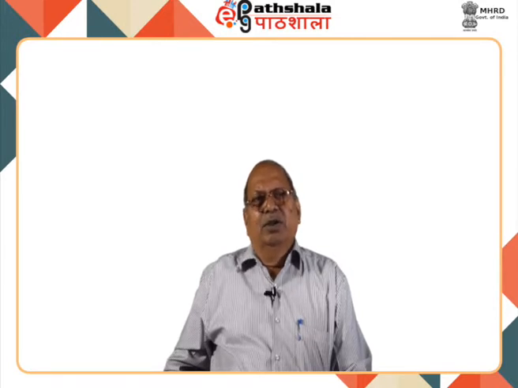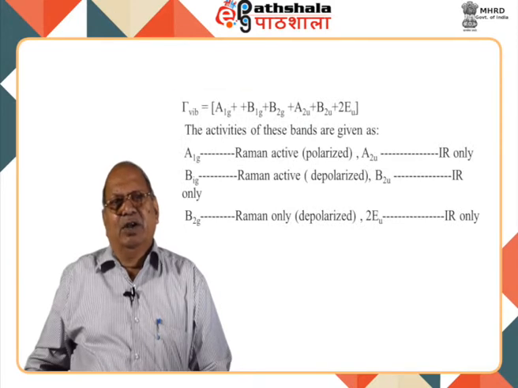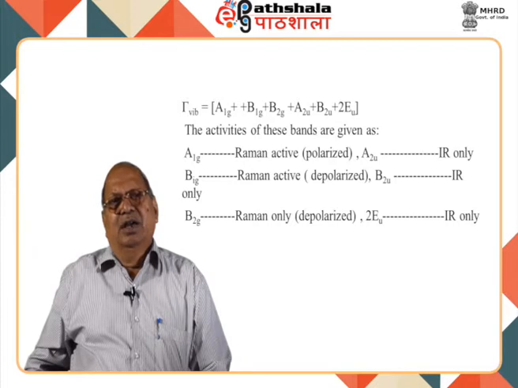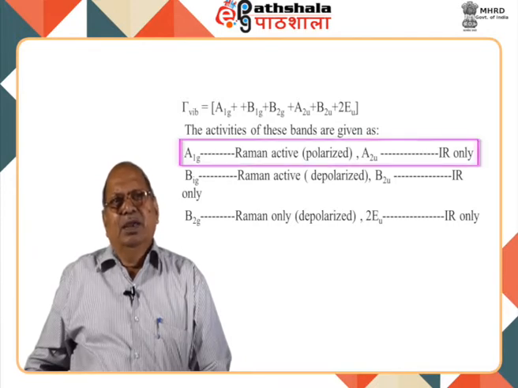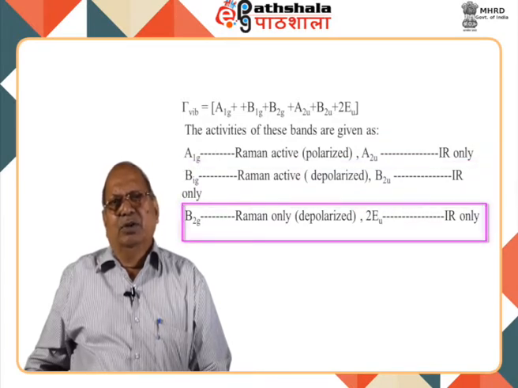This is an important point. Now, if the molecule belongs to the D4h point group, that is, if it is a square planar molecule, using 3n vectors as the basis and taking the help of the character table of the D4h point group, we get gamma vibrations as A1g plus B1g plus B2g plus A2u plus B2u plus 2Eu. The activities of these bands are as follows. A1g is Raman active and polarized, A2u IR active, B1g is Raman active depolarized, B2u IR only, B2g Raman only depolarized, 2Eu is IR only.